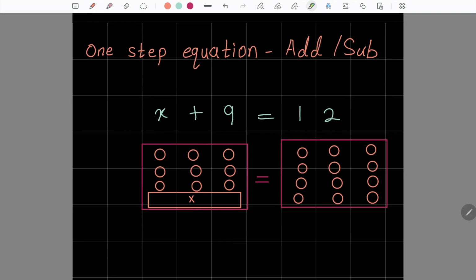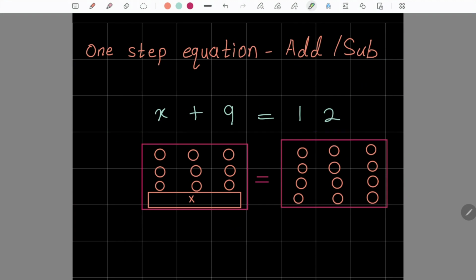On the left side, the big box shows two parts. The long bar labeled x is our unknown number, and the 9 circles represent plus 9. So the left side means x plus 9. On the right side, the box has 12 circles. That shows the total value is 12.